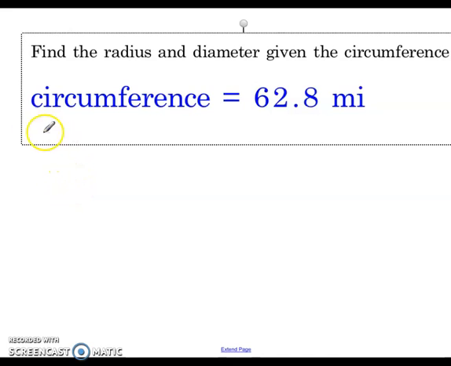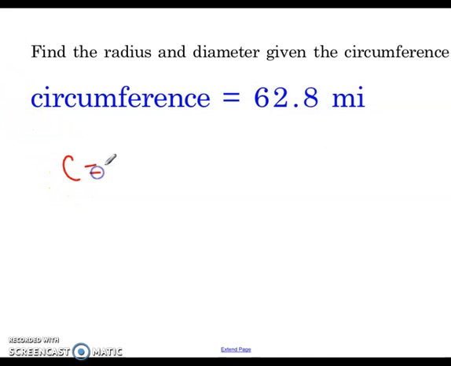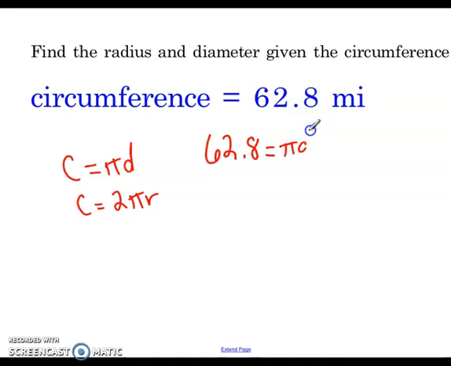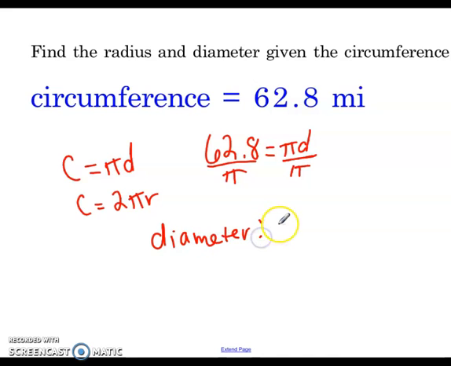We need to find the radius and the diameter. So we know circumference equals pi times the diameter, or circumference equals 2 pi times the radius. So first we'll solve for the diameter. So we know 62.8 equals pi times the diameter. We are going to divide both sides by pi, or the equivalent of 3.14. So we do 62.8 divided by 3.14. And we would get the diameter, in this case, is 20 miles.